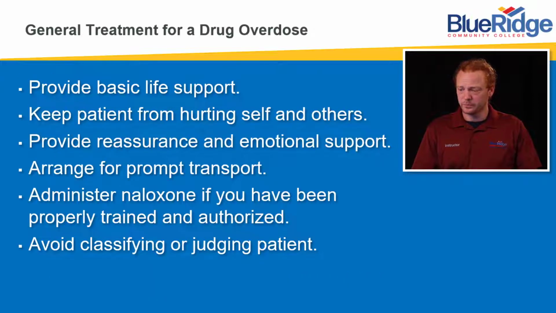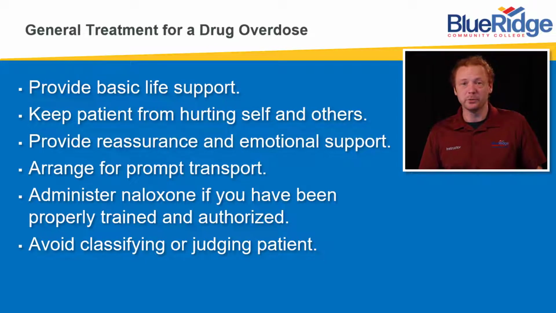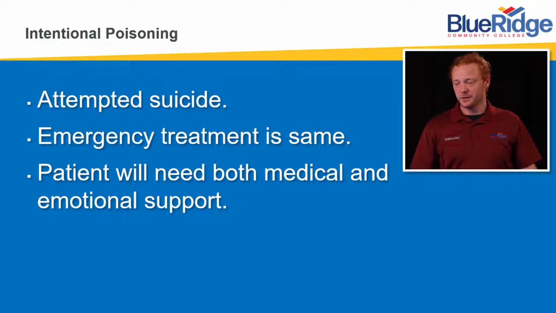Provide basic life support. Keep the patient from hurting themselves or others. Provide reassurance and emotional support and prompt transport. Administer Narcan if you have been properly trained and authorized to do so, and avoid classifying or judging the patient. Some intentional poisonings include attempted suicide. Emergency treatment is the same as an unintentional poisoning. The patient will need both medical and emotional support, possibly emotional support even more so, because they've obviously gotten to the point where they're wanting to intentionally do harm to themselves.